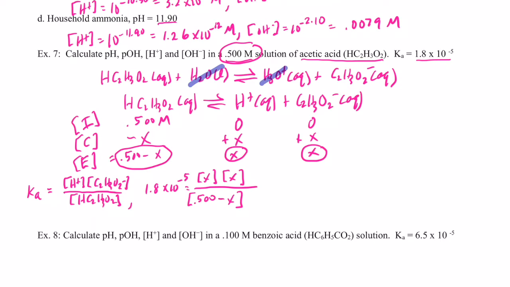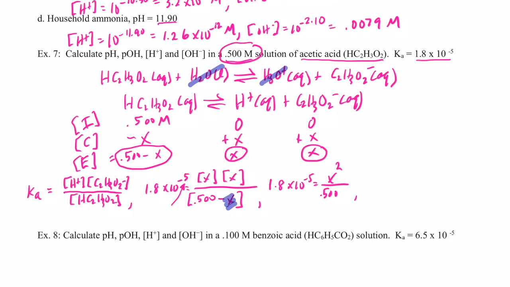If my equilibrium constant is 10 to the negative 4th or smaller, and this is 10 to the negative 5th, folks, this X that we're adding or subtracting becomes negligible. It's so small, when I subtract it from 0.500, I still end up with essentially 0.500. So we're going to neglect that X and make this equation look just a bit prettier. Now it's 1.8 times 10 to the negative 5th equals X squared on top over 0.500 on the bottom.